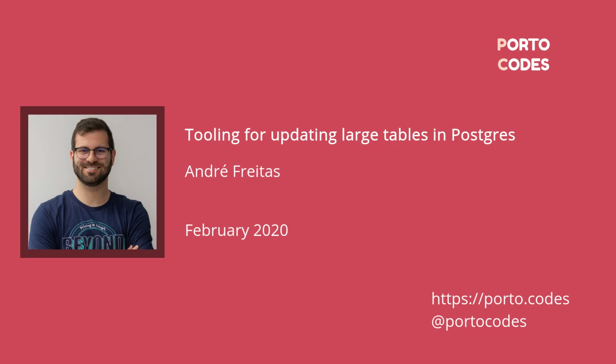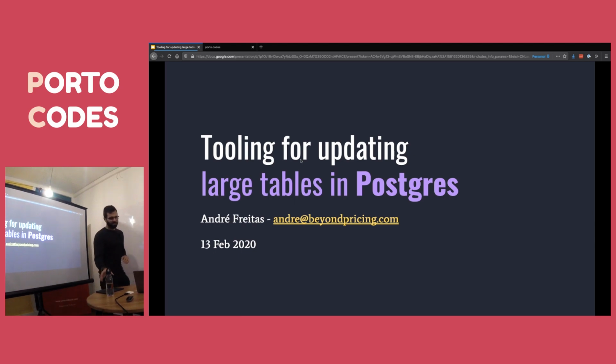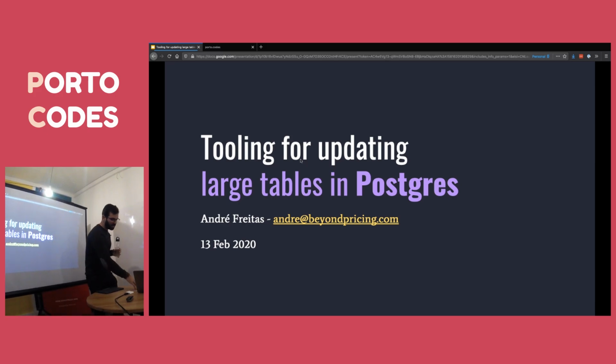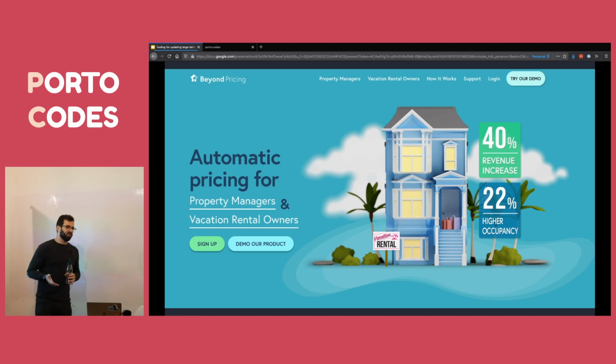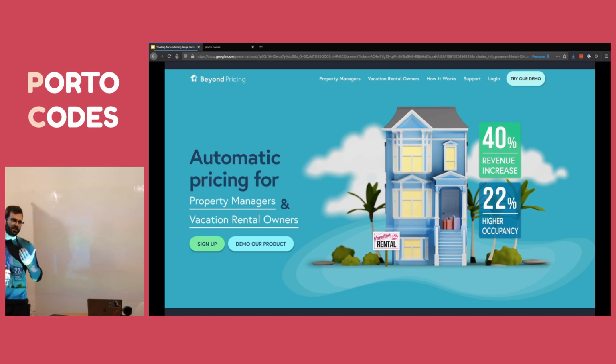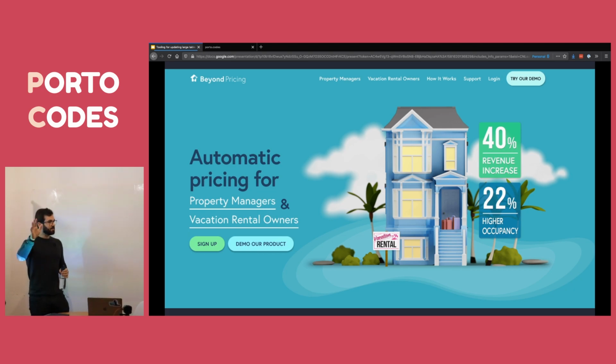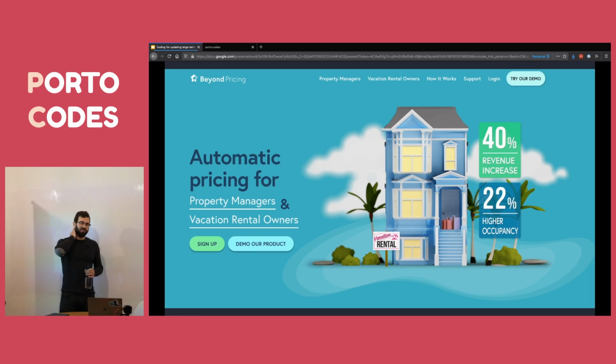Eagle eye there. So, hello, my name is André. I work for Beyond Pricing. We are a startup in San Francisco that does smart pricing for Airbnbs. If you have an Airbnb and you want to increase your revenue, for instance, if you don't know what rate per night you should have in a specific month, we automate that. We collect data and we have an algorithm, our secret sauce, and we push automatically to Airbnb.